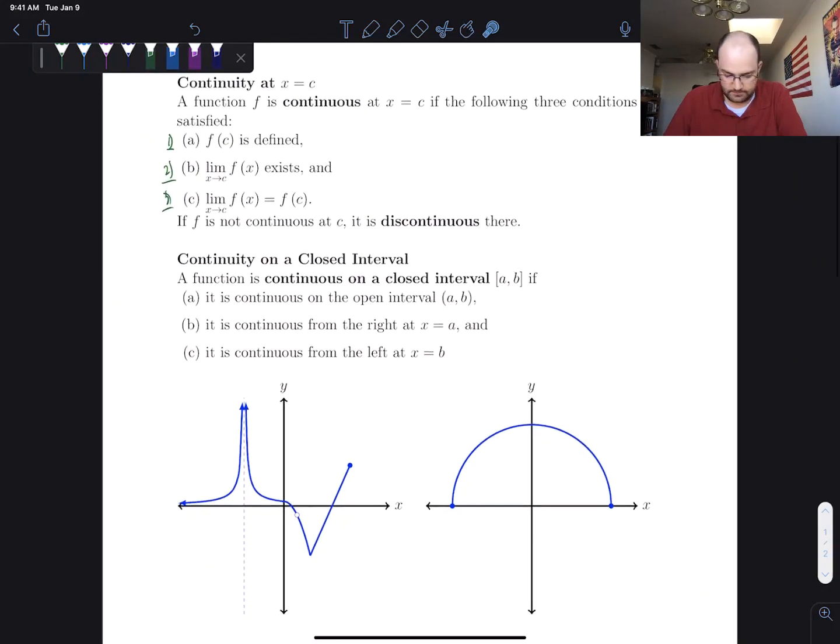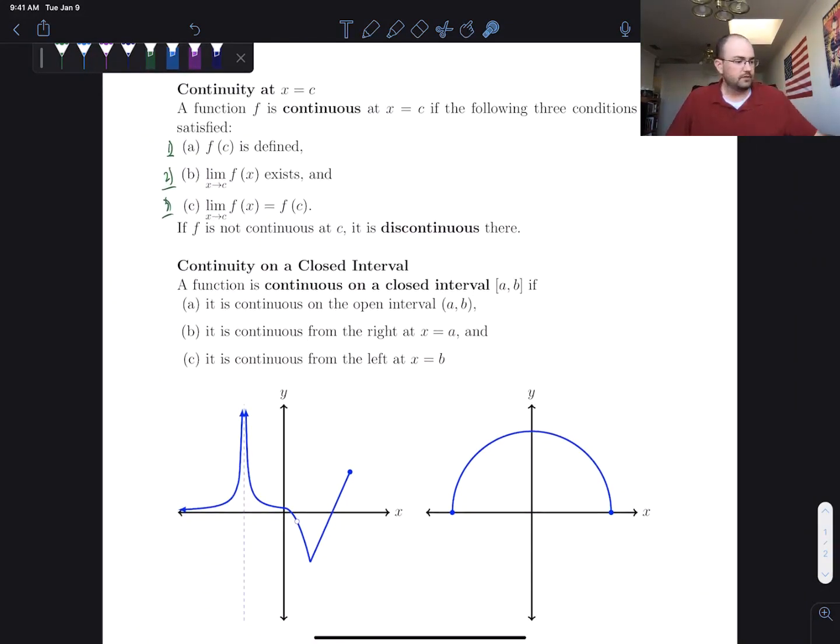Alrighty. Well, there you go. This is a quick introduction to continuity, and we will go ahead and work with this in a second. I'll see you there. Have fun.